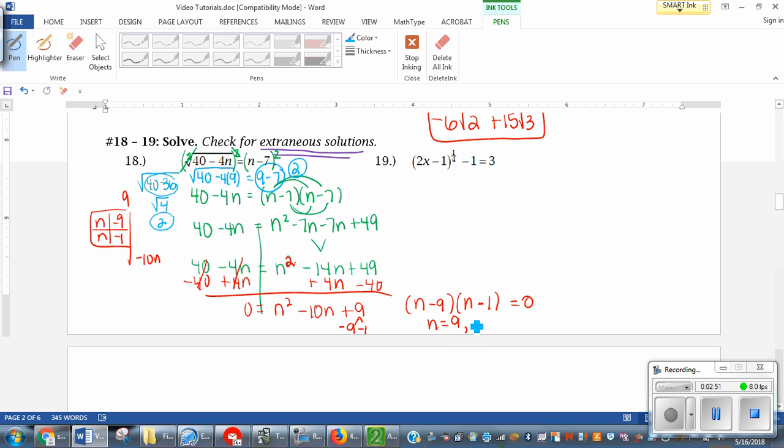We also want to check the 1. I'm going to do my work over here. So 40, if I multiply 4 times 1, I'm just going to get 4. On the right side, 1 minus 7. So on the right, I get negative 6. Here I'm going to get the square root of 36, which is 6. Well, 6 doesn't equal negative 6, so you have to reject the 1. And so our answer is just 9.